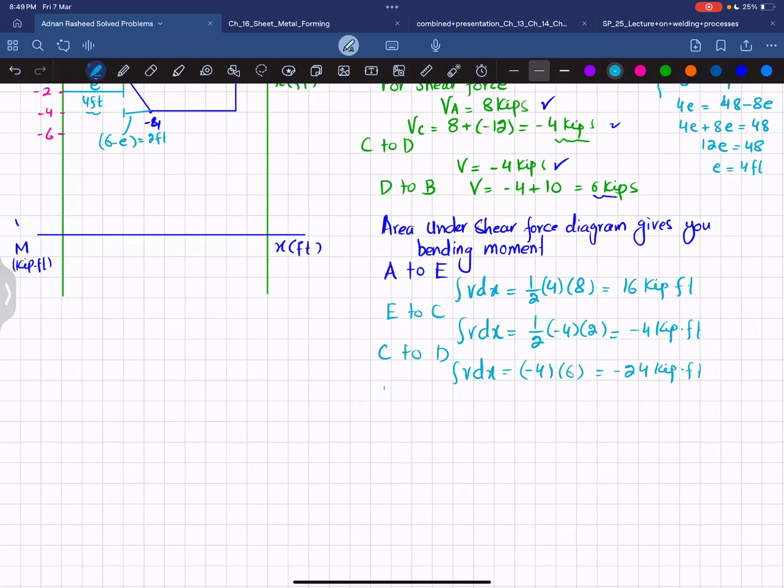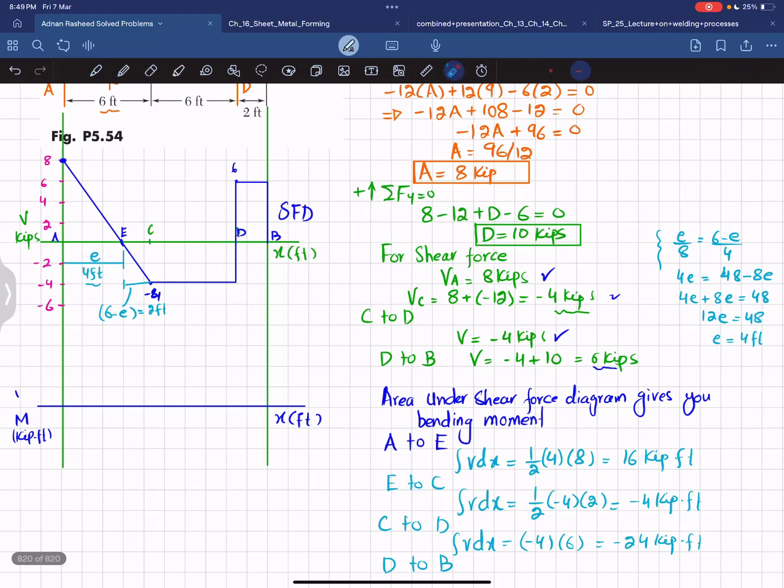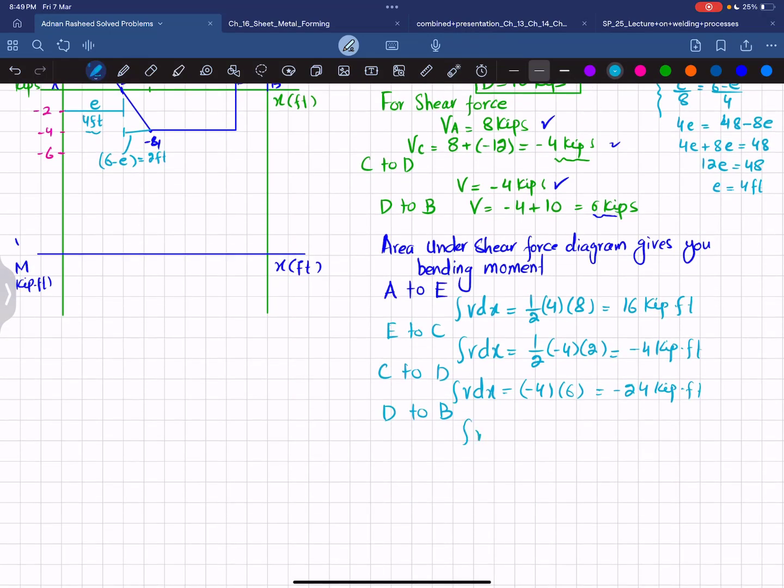And lastly, from D to B, you can see the area under the shear force diagram is this area. So this height is 6 and this width is 2 feet. So I will write the integral of V dx is equal to 6 into 2, which is equal to plus 12 kip into feet. Okay, now we'll move toward the bending moment.